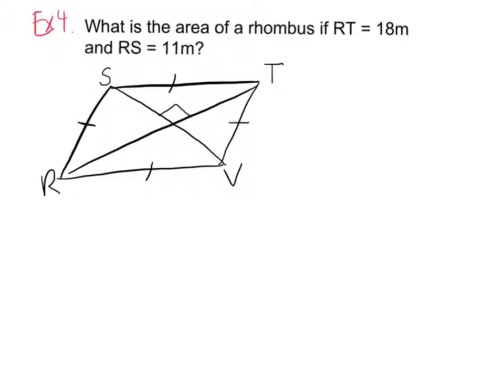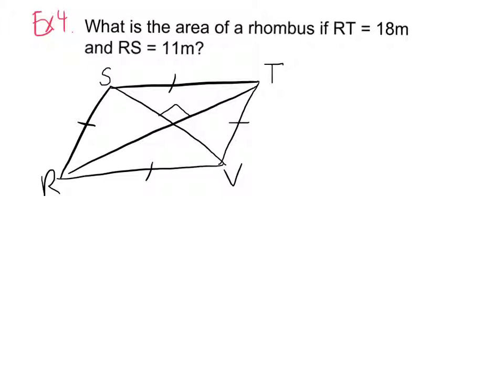Now for our last example. What is the area of a rhombus if RT, this diagonal, is 18, and RS, the side length, is 11 meters? Okay, take a second to copy down our diagram in these directions, and now let's see what we've got.